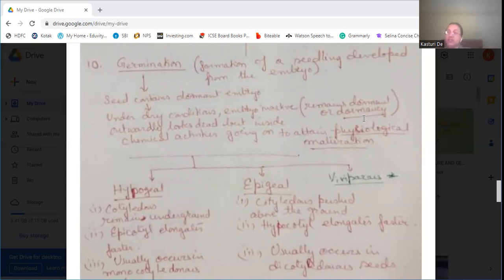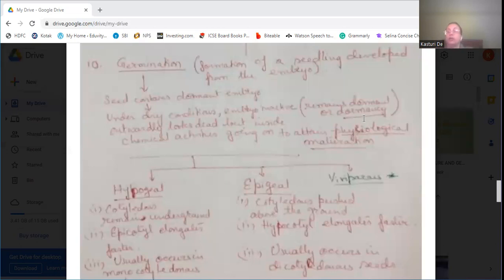Now, under dry conditions, the embryo will be inactive. That is the dormancy state, you can say. From outward appearance, it will seem that it is dead, with no chemical action taking place. But inside, chemical activities are going on to attain some physiological maturation. And as soon as suitable circumstances are available, it will start growing into a new plant, that is, it germinates.